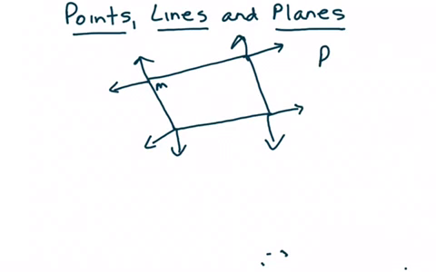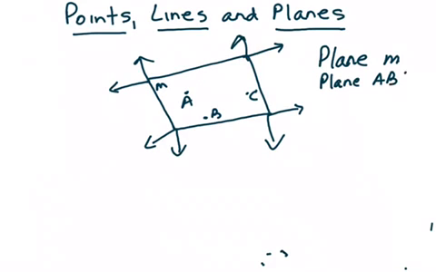Now, to name a plane, I can call this a small little letter like that. I can call that plane M. I can just call it plane M. But I could also call it, watch, there's A, let's go down B, let's go here C. I could call it plane ABC, and you use all capital letters, okay?